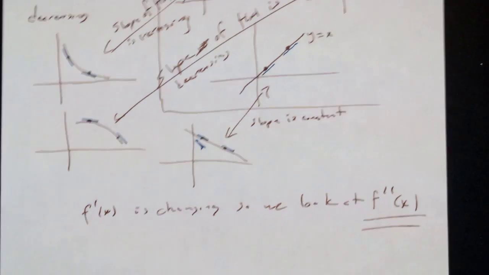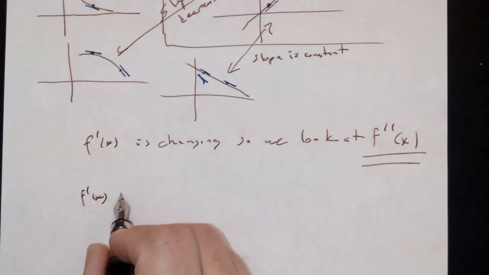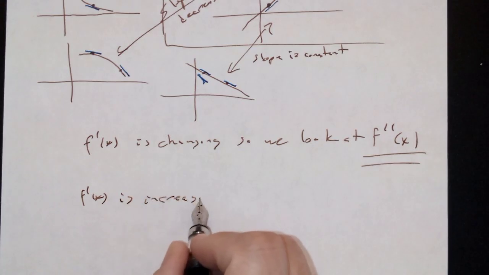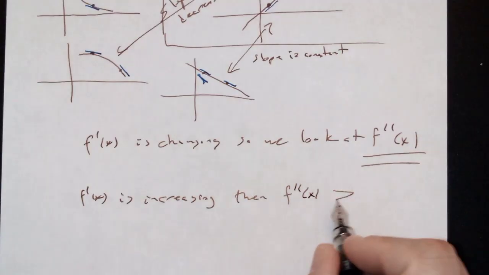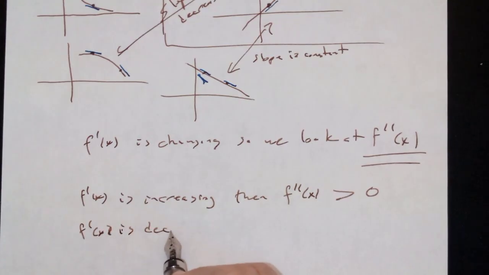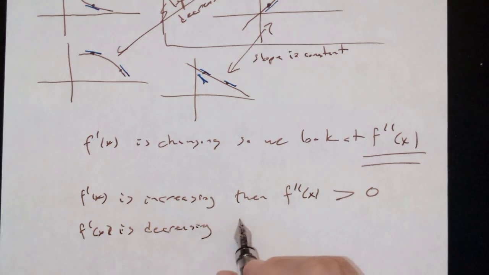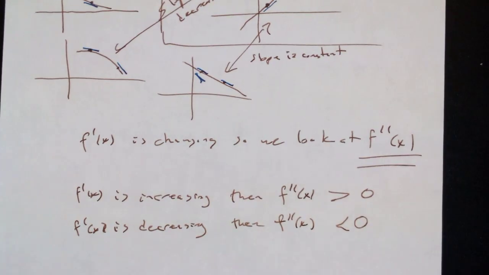All of the places where my slope is increasing, if f prime is increasing, then f double prime is positive. The change in f prime. If f prime is decreasing, then f double prime of x should be negative.